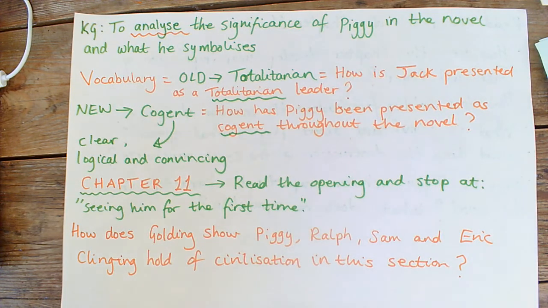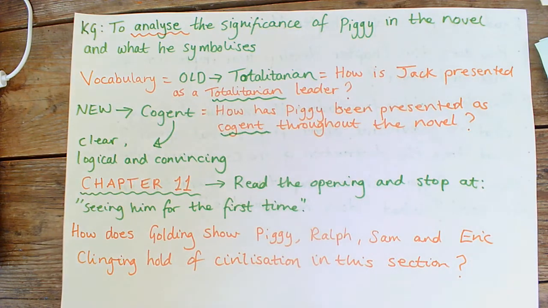So I'd like you to go then to chapter 11. Now, if you've been following the audiobook, then you can continue to follow the audiobook from where you got to yesterday, or you can just simply read your copy. So I'd like you to read the opening and stop when it says seeing him for the first time. So it's that first little section where we have Piggy, Ralph and Sam and Eric talking, basically.